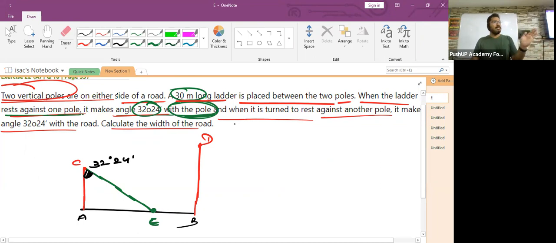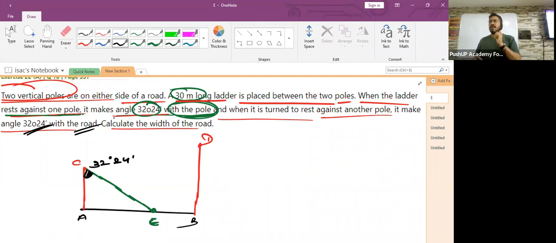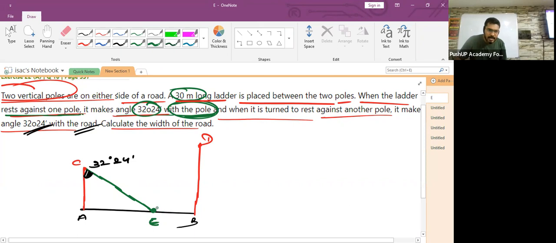When the same ladder is turned towards the other pole, it makes the same angle, 32 degree and 24 minutes with the road. Earlier it was with the pole and this time it is with the road. Now what is the difference? Children, if the same ladder, so I will use the same green color, okay? The ladder which was EC in the first scenario, in the second scenario it becomes ED.